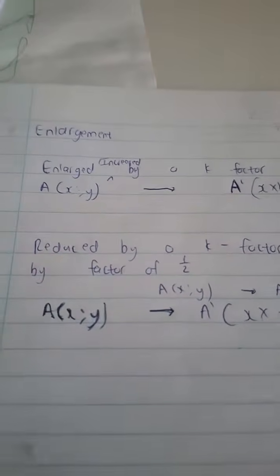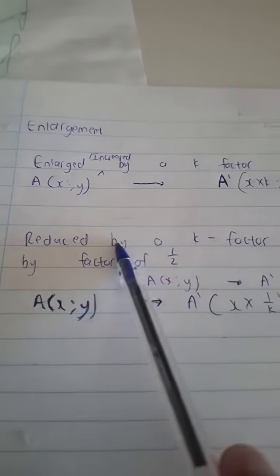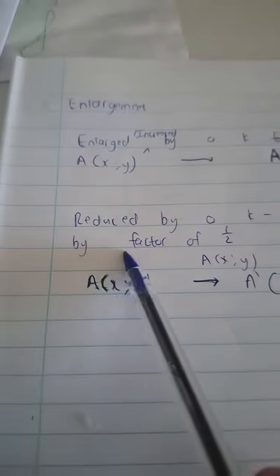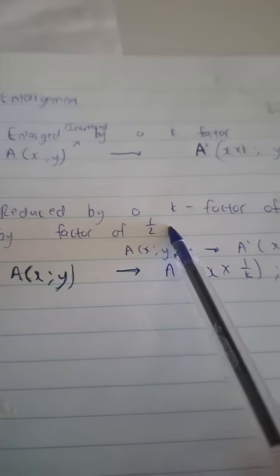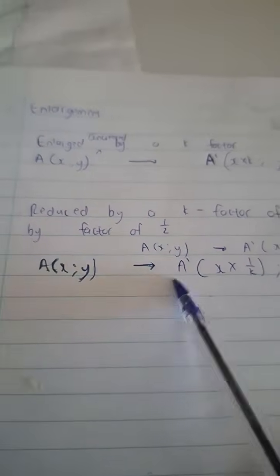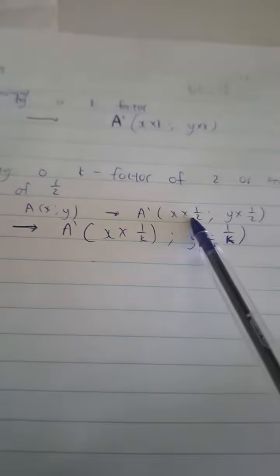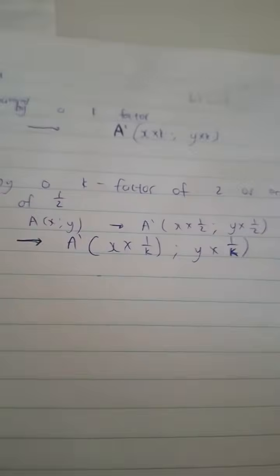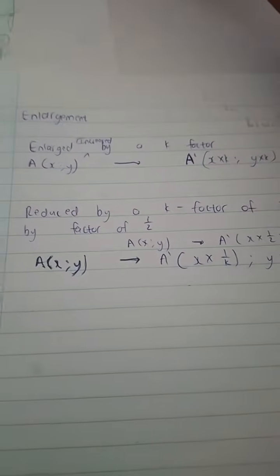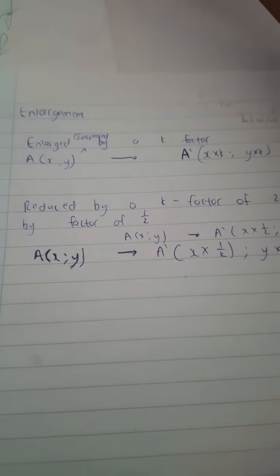You can also reduce or decrease the image by a k factor. If you can see here, it's a fraction, 1 over 2. So if I'm going to, for instance, reduce by 1 over 2, it means I'm going to multiply the x and the y coordinate by a half, respectively. And then I get my new coordinates. So that's just it with enlarging by a certain factor of k.